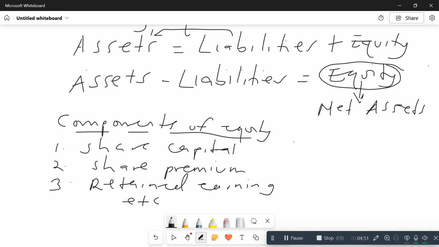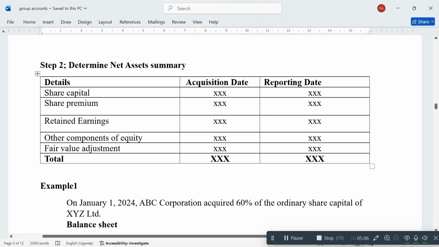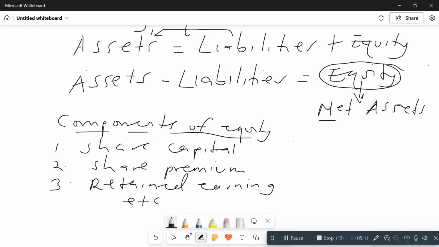So when we talk about preparing or making a net asset summary, I'm referring to these components you are seeing here: the share capital, share premium, retained earnings. So what does it communicate to you?